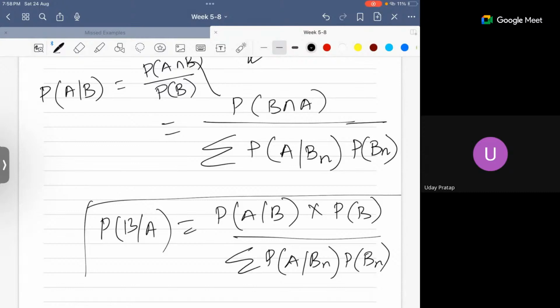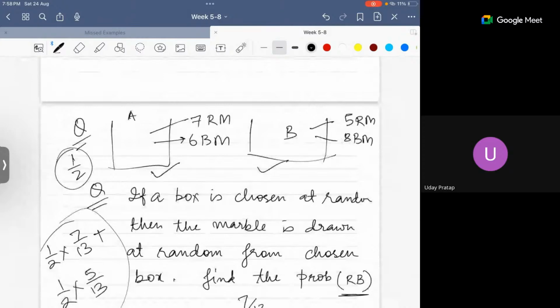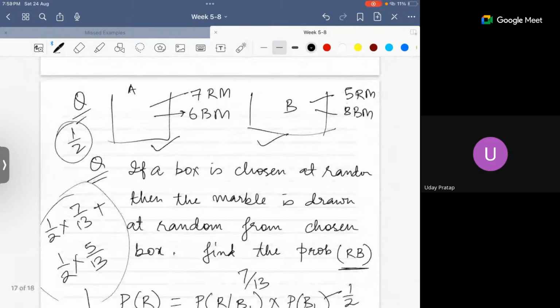Okay, see, in the same problem, this box problem where box A has 7 red balls and 6 blue balls, and box B has 5 red balls and 8 blue balls. If you are asked the same condition, a box is chosen at random and then a marble is drawn at random from the chosen box, find the probability that box A is chosen given that a red ball is drawn.